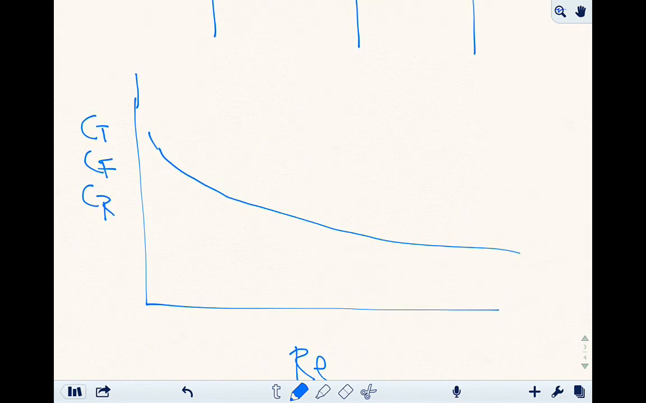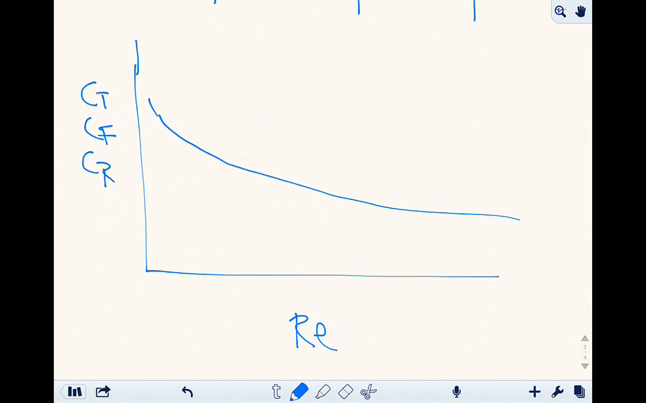So the idea is the model's tested at a lower Reynolds number. So let's say it's here. The model's here at this Reynolds number, and we compute the total drag coefficient. Now it'll be more than the frictional drag, because the total drag should be more than the frictional drag.